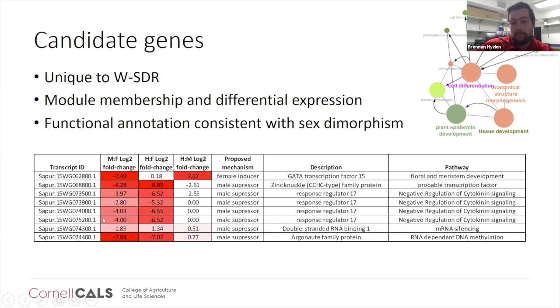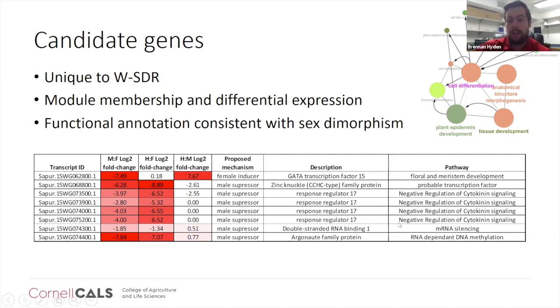So for these ARR17 genes, you see they're highly expressed in female. They also have little to no expression in the monoecious line relative to the female, and about the same between male and monoecious, which is about nothing. So this indicates that these might be male suppressor genes.